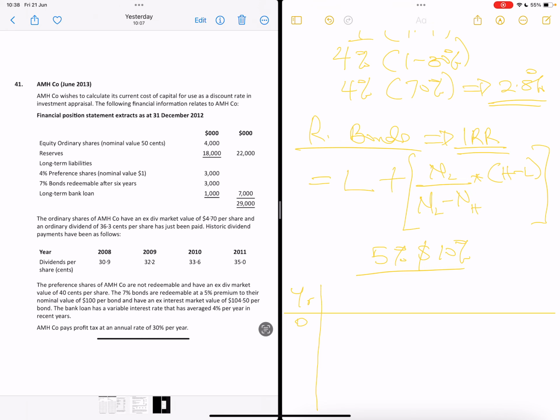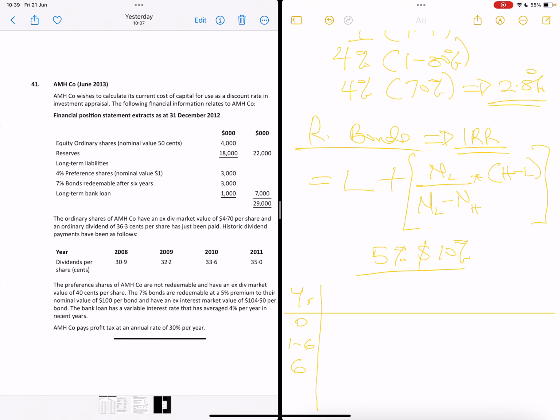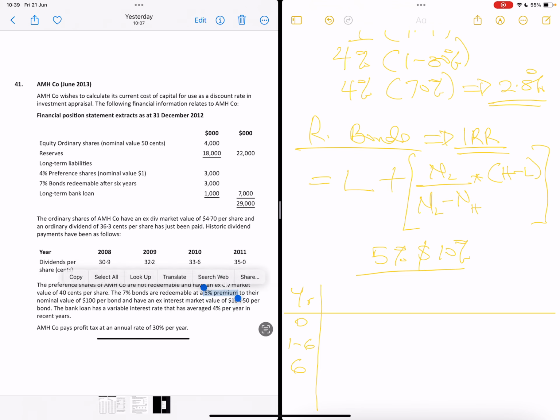Redeemable to the nominal value and have an exchange rate per bond. The bank loan has a variable. Let's see. Here they give us in the question here. So the 7% bond redeemable after 6 years. So it's going to pay coupon for 6 years. Then after 6 years, it's going to be redeemed. And it's going to be redeemed at 5% premium. So which means it's not redeemable at par. It is redeemable at 5% premium.